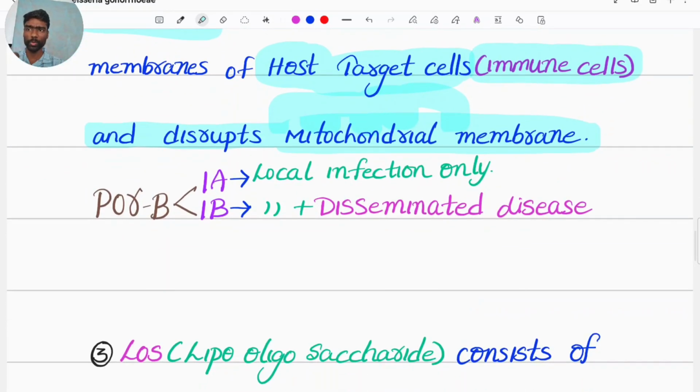I already told you while telling about virulence, PorB has two types, 1A, 1B. 1B is more virulent. That's why it is causing disseminated disease. 1A is less virulent. So, the degree of severity is less. So, it causes only local infection. Each strain contains either 1A or 1B. No strain will contain both at a time.